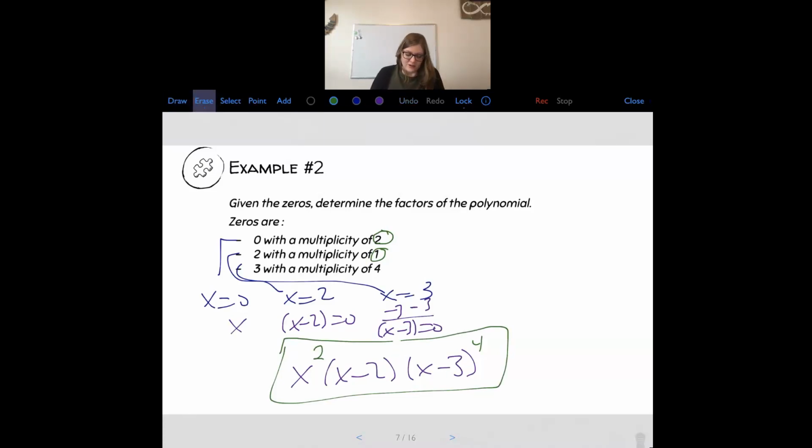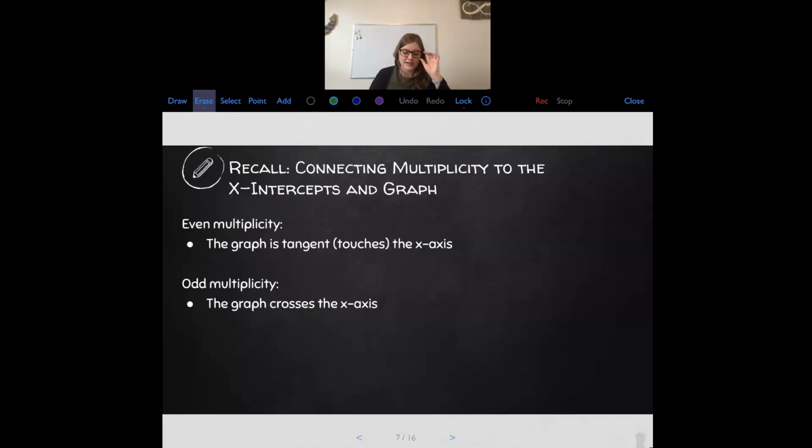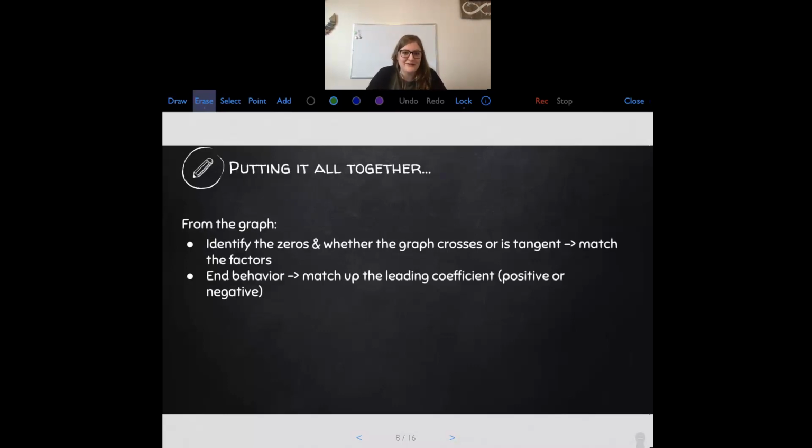Okay. So remember also that we can connect multiplicity to the x-intercepts in the graph. So if it has an even multiplicity, the graph touches the x-axis. Okay, and if our zero has an odd multiplicity, then the graph crosses the x-axis. So what we can do is we can put this all together. What you're going to be given is a graph of a polynomial function. From the graph, you'll be able to identify the zeros, and you'll be able to see whether the graph crosses the x-axis or is tangent to the x-axis. Okay, and that tells us whether the multiplicity is even or odd. And then you'll be able to look at the end behavior, how it ends up when x is very big or very small. It can do different things, okay?